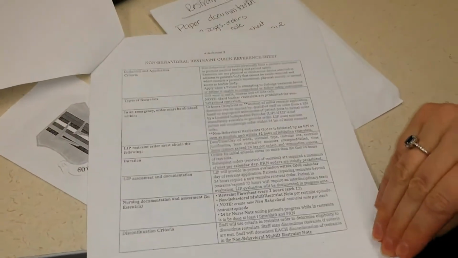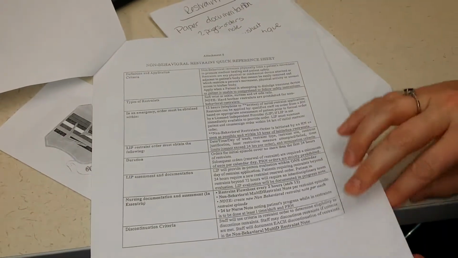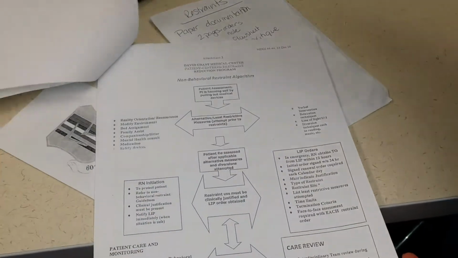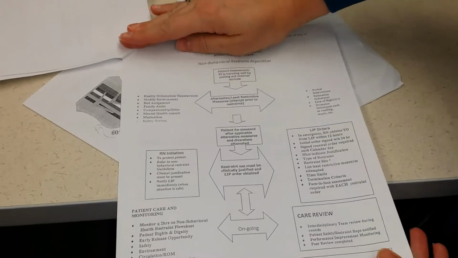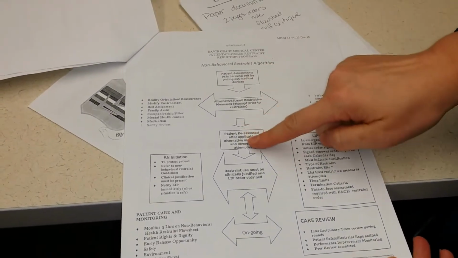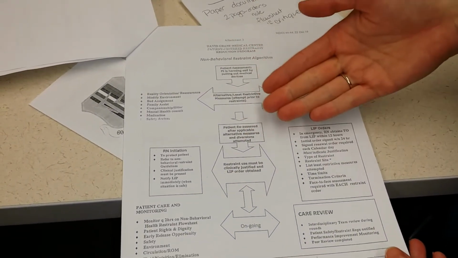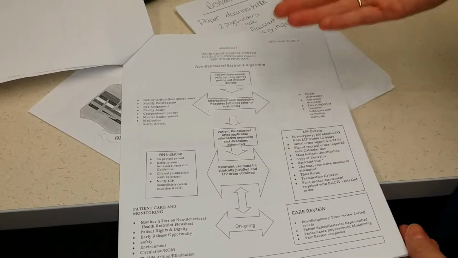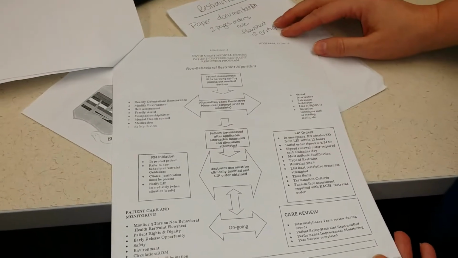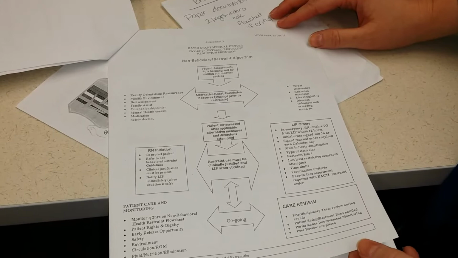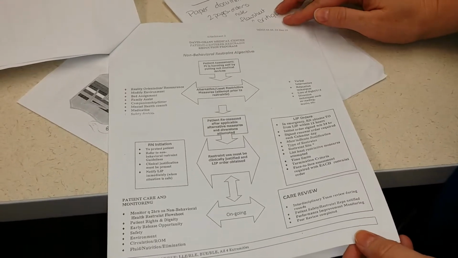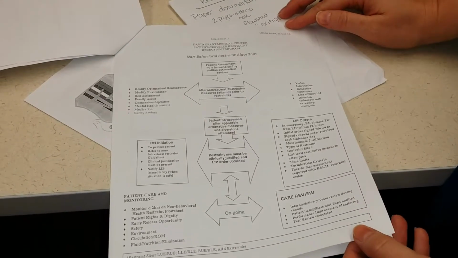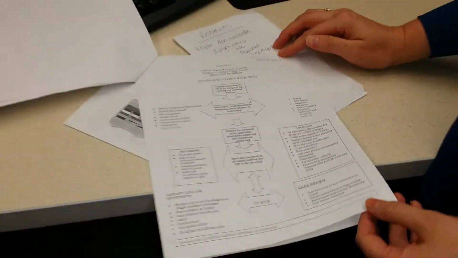It gives you criteria of what you need for your restraints and what you need for your documentation. And if you're not sure how the process works, you can go to this algorithm and just go step by step. So when you have a patient that's hitting you, kicking, trying to pull out their lines or tubes, then you're going to want to initiate restraints. When you initiate the restraints, you can put them on the patient for safety, and then you need to call the physician and get an order from them.